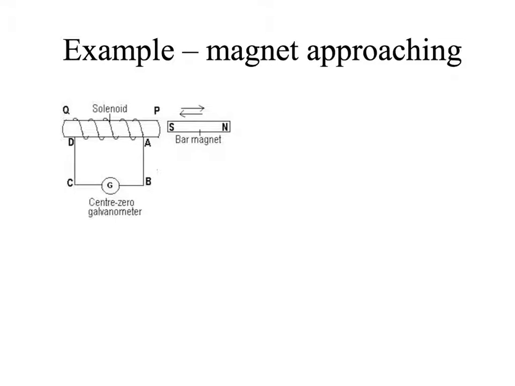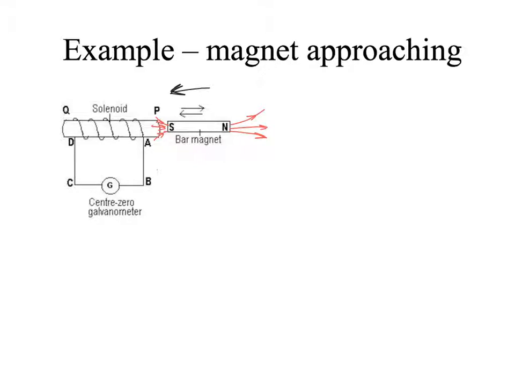So let's look at an example. In this example, we have a bar magnet and it's moving towards this solenoid. What we're going to try to figure out is, for the solenoid, what will be the induced current in it. And so we're going to draw the magnetic field lines of this bar magnet. Remember that the magnetic field comes out of the north and goes into the south.